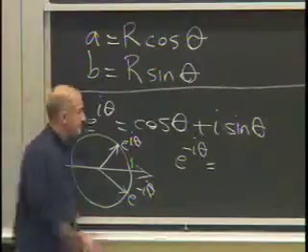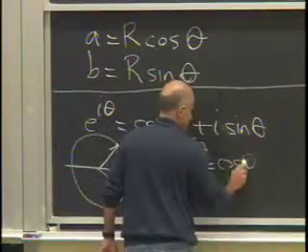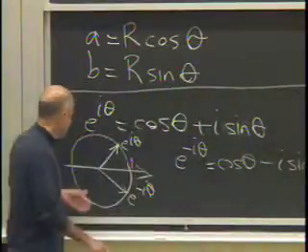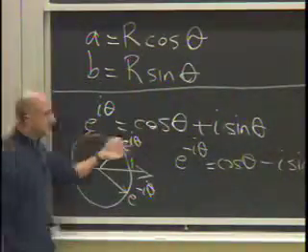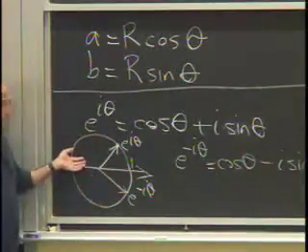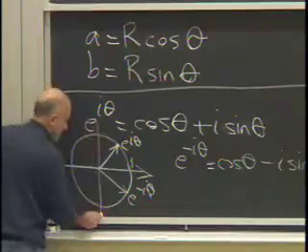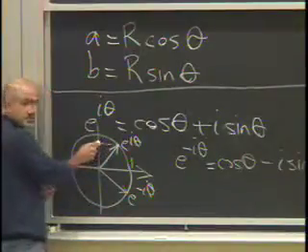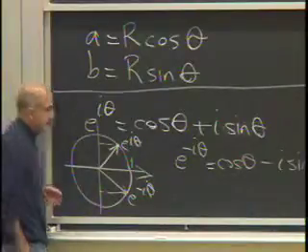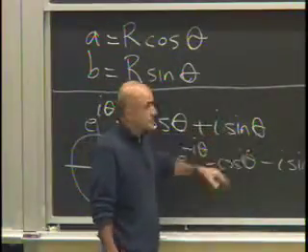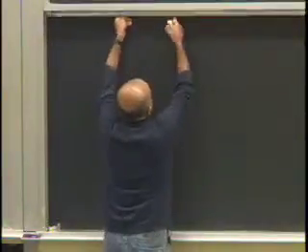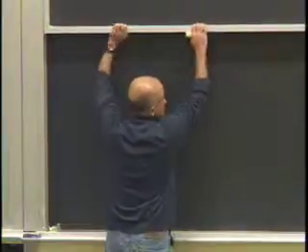Cosine theta minus i sine theta. Cosine theta minus i sine theta. And how do you find it on the diagram? How do you know that this is a minus? Well, this is the vertical axis. If this had been i sine theta, then this is clearly minus i sine theta. Right? Okay, now you have these two equations. Tell me how you're going to get cosine. Don't give me the final expression. Tell me how you get there.